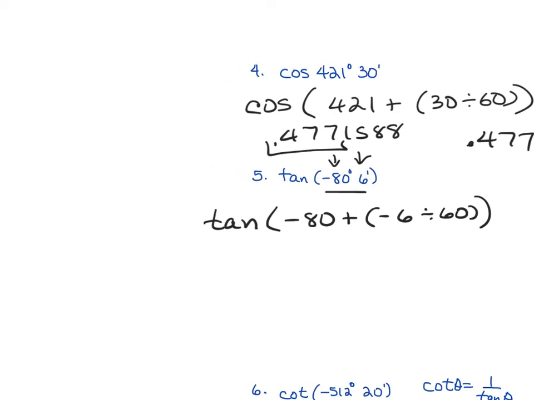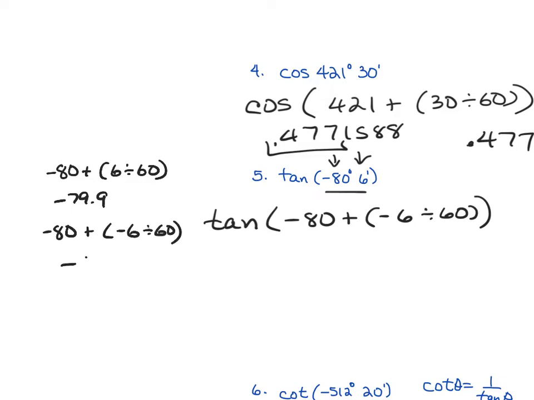Because watch my calculations. If I were to have done negative 80 plus 6 divided by 60, I am going to end up getting negative 79.9. But if I do it as negative 80 plus negative 6 divided by 60, I get negative 80.1, which is the correct angle measure. And that's what would give me that answer when I do it like this.